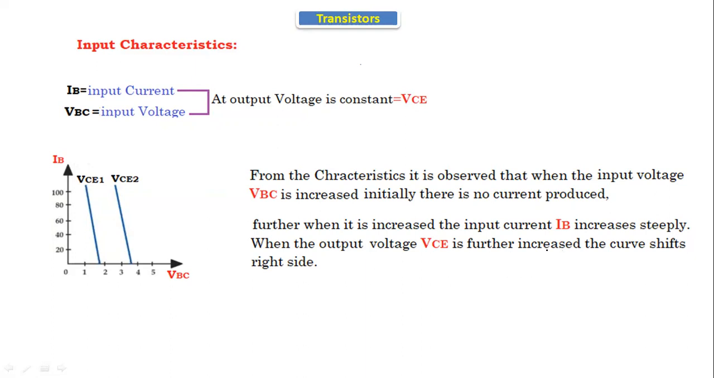And it is observed that if you increase the VCE further, the curve shifts towards the right side. If you increase the VBC further, and VC1 is increased from VC2, the curve shifts towards the right side. So this is about the input characteristics of the common collector configuration.